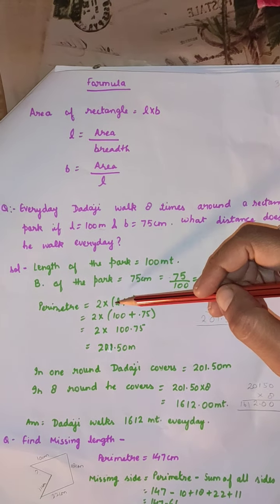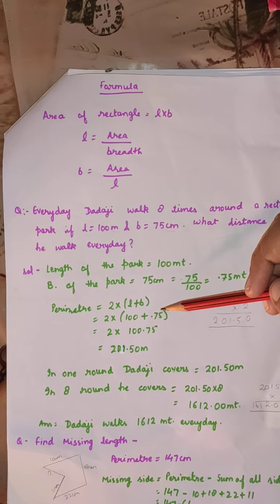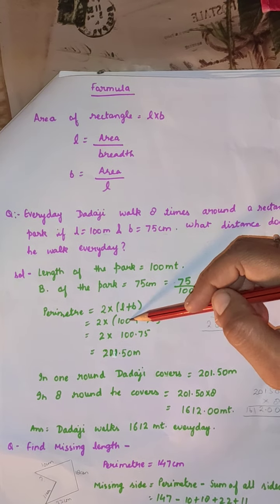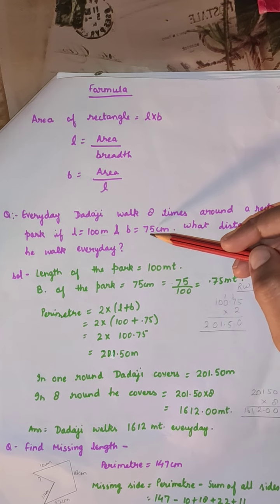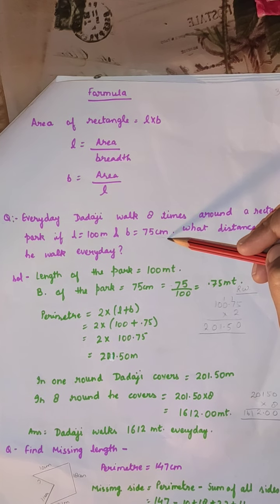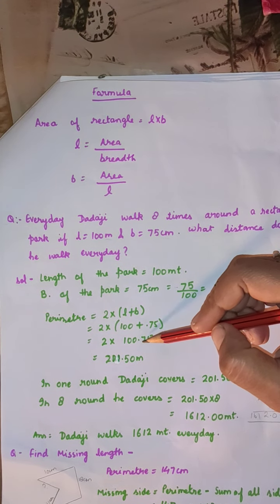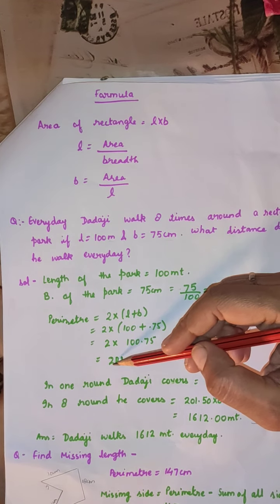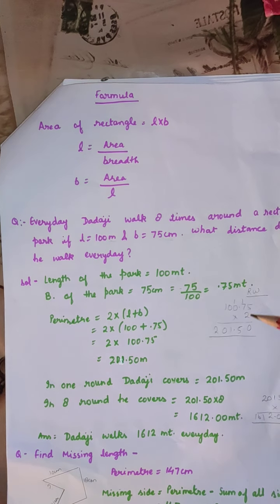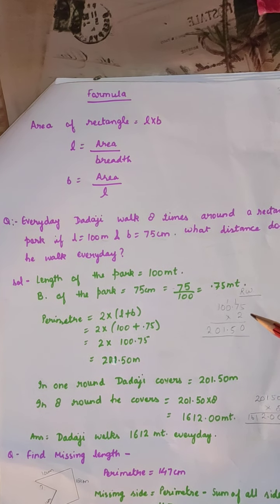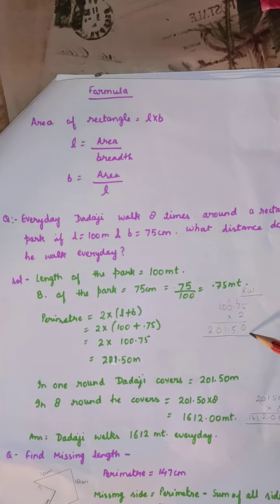Perimeter is 2 into (L plus B). So here is 2 into (100 meter plus 0.75 meter). The answer will be 100.75 multiplied by 2, 201.50 meter. It will be the answer.